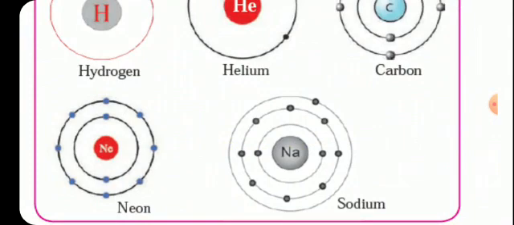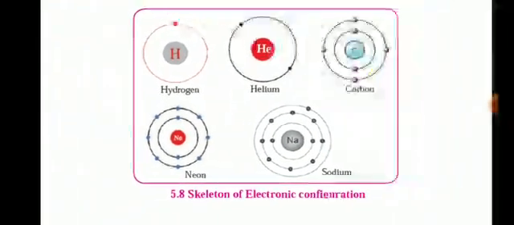Sodium atom has 11 protons and 11 electrons distributed like this. K shell has 2 electrons, L shell has 8 electrons, and the outermost shell, M shell, contains a single electron. So valency and electronic configuration are correlated with each other.